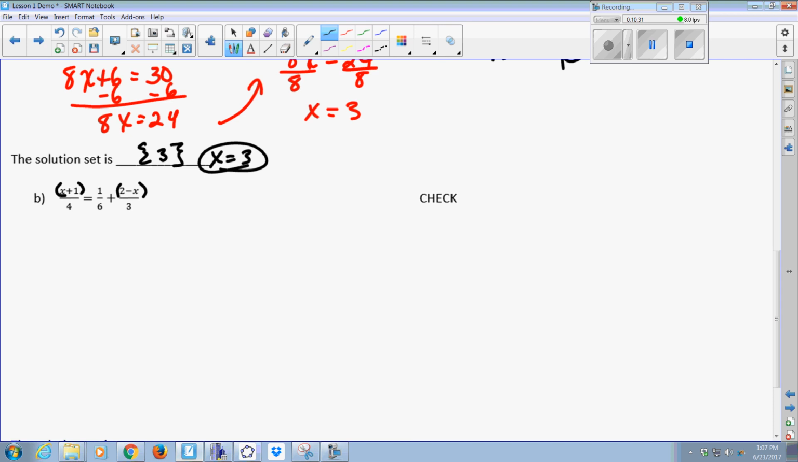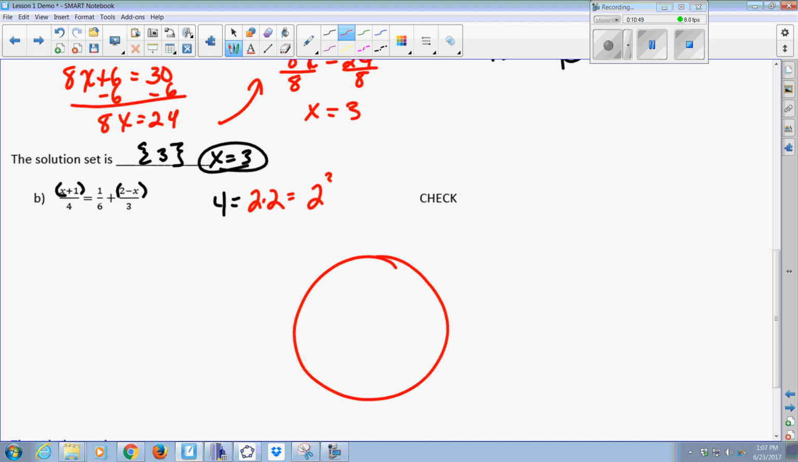So if this was all algebraic expressions in the bottom, remember we would be looking at factoring everything. Well, with numbers, we prime factor. So 4 is 2 times 2, or 2 squared. So I'm going to make a circle here that represents 4. And I'm going to write 2 times 2.